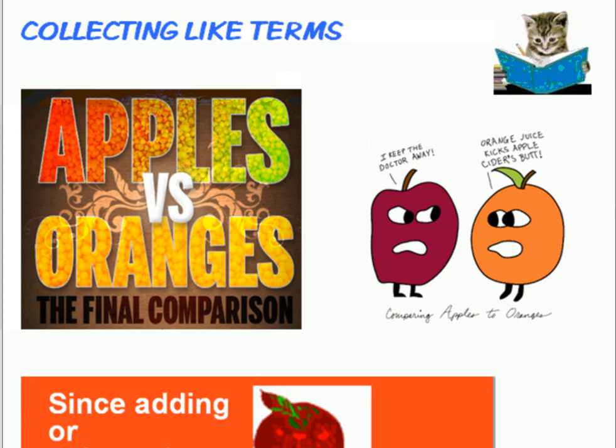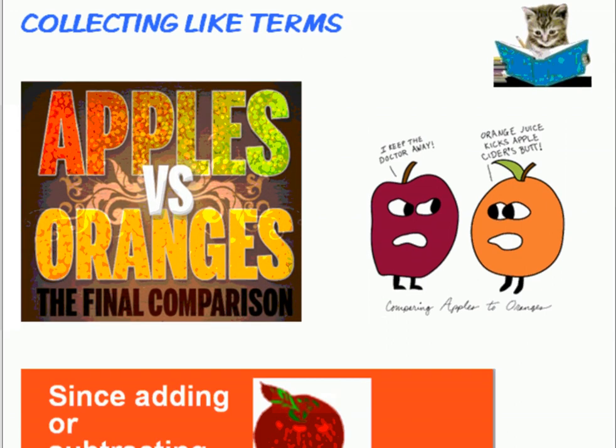Hi there, and here's a video on collecting like terms in algebra. So this might be something totally new to you, or it might be something where you're just revising something you know already. Either way, the way I tend to do it is I tend to think of them using the analogy of apples and oranges.